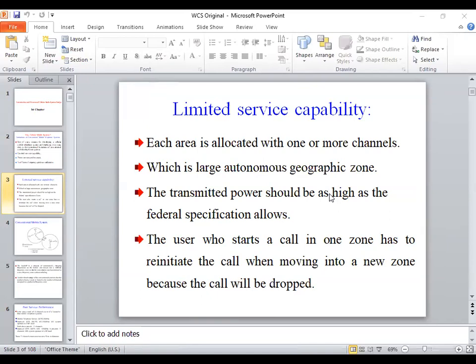Actually, mobile communication, wireless communication, cellular communication depends upon federal specifications. A committee allows these specifications or bandwidth specifications, that is your federal specifications. The user who starts a call in one zone has to reinitiate the call when moving into a new zone.